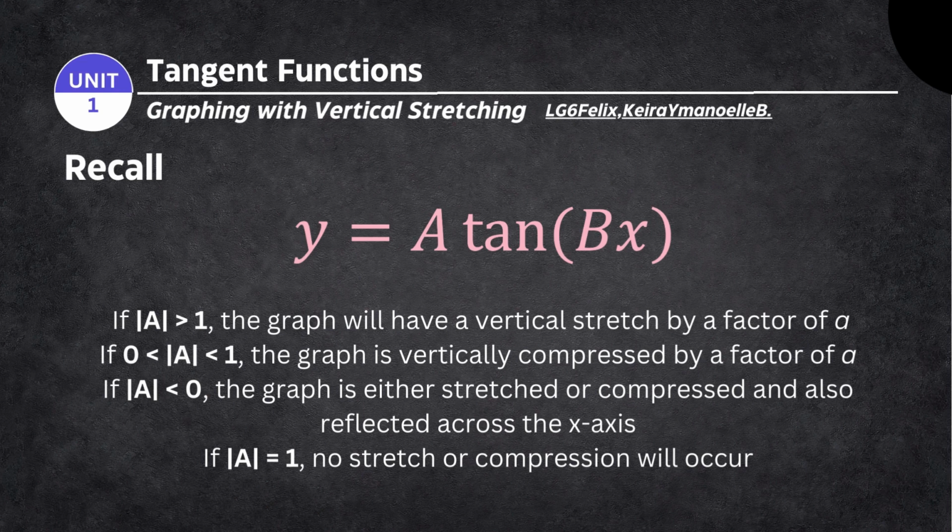Moving on, to know if the graph will have a vertical stretch or will be compressed, we must get its value. Since the stretching factor of the tangent graph is represented by the absolute value of a, if a is greater than 1, the graph will have a vertical stretch by a factor of a. If a is between 0 and 1, the graph will be vertically compressed by a factor of a. If a is less than 0, the graph is either stretched or compressed and also reflected across the horizontal or the x-axis. Lastly, if a is equal to 1, no stretching or compressing will occur.